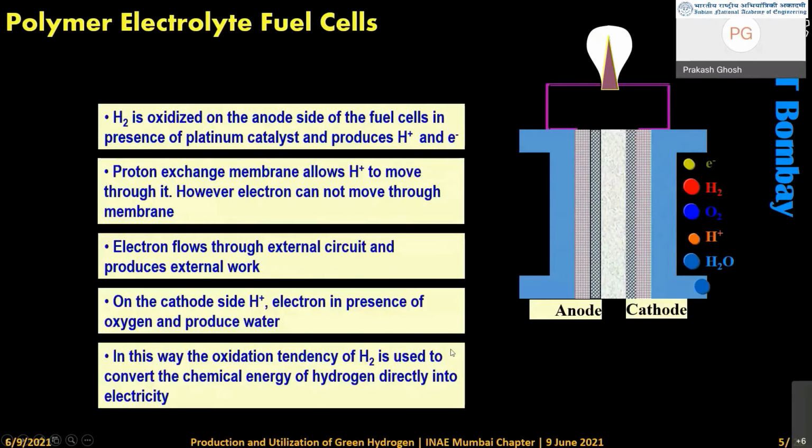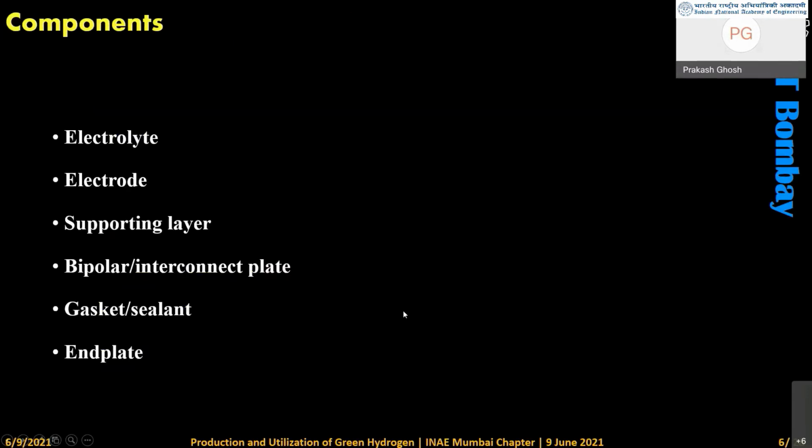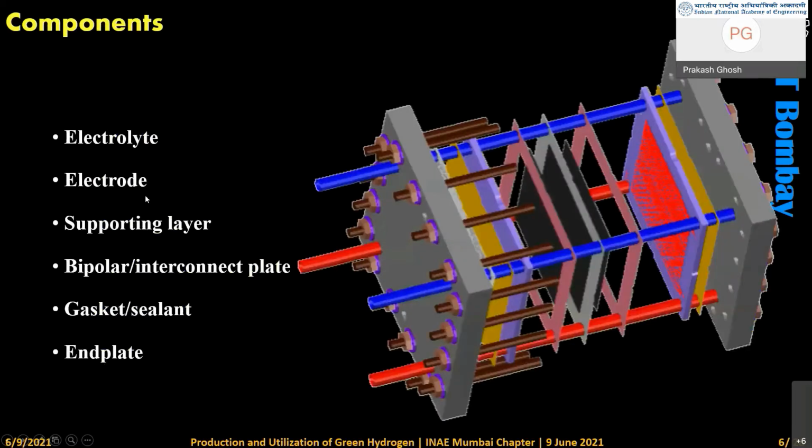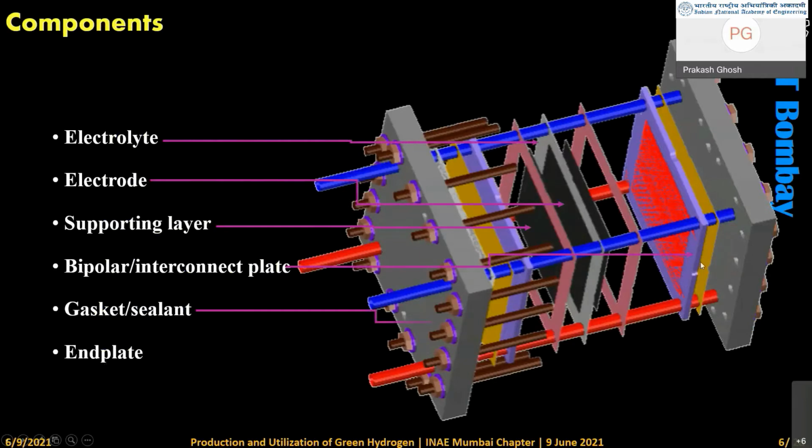Now if you see the different components in the PEM fuel cell, there is the electrolyte, then the electrode, then the supporting layer. These are shown here. This is the electrolyte and this is the electrode. Then this is a supporting layer, sometimes called the gas diffusion layer. Then the bipolar plate, the sealant or gasket, and the end plate. This is how it looks.